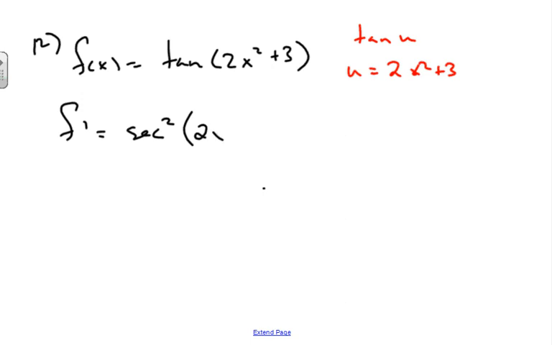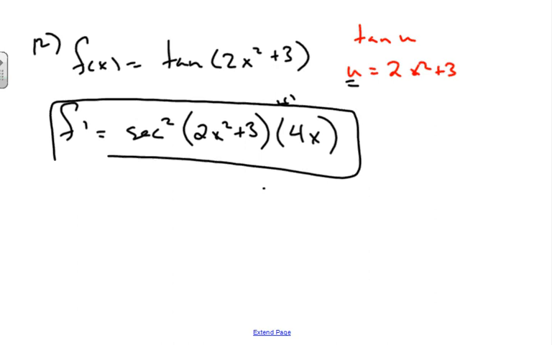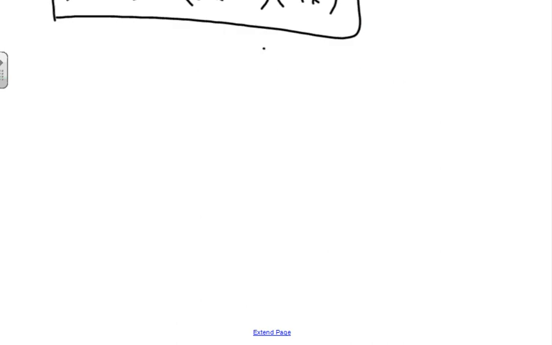U is 2x squared plus 3, times now the derivative of the inside of u. So we're going to take u prime. All right, that's u prime. And that's going to give us 4x. And that's our derivative. All right, moving on.